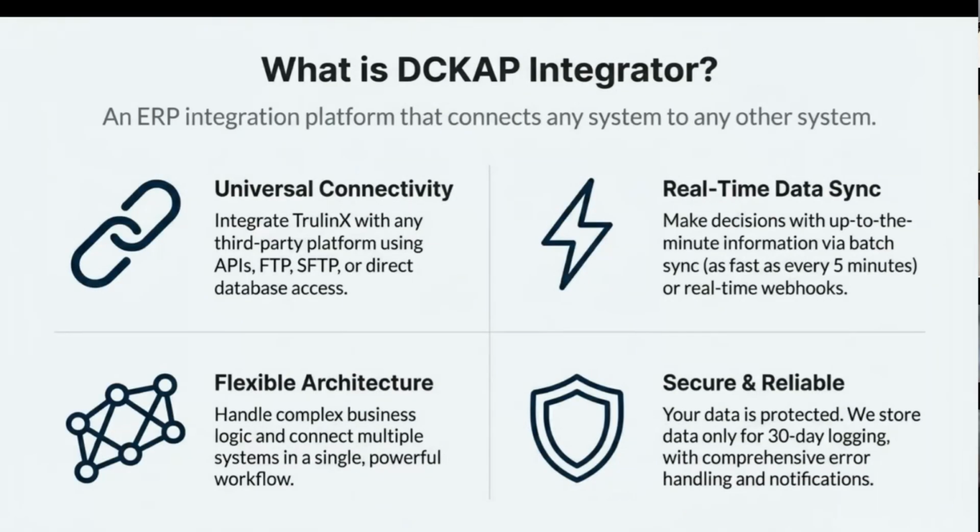So as we also started, what is the DCKAP integrator? We are an ERP first integration platform that connects any system to any other system. So how do we do it? We do it via APIs. If we do not have APIs, we also do connection via file transfer protocol, also secure file transfer protocol. We can also go for integration through direct database access. So basically, as long as we have access to the data of any particular system, we would be able to integrate it. So in a very short line, any integration is possible as long as we have access to the data.